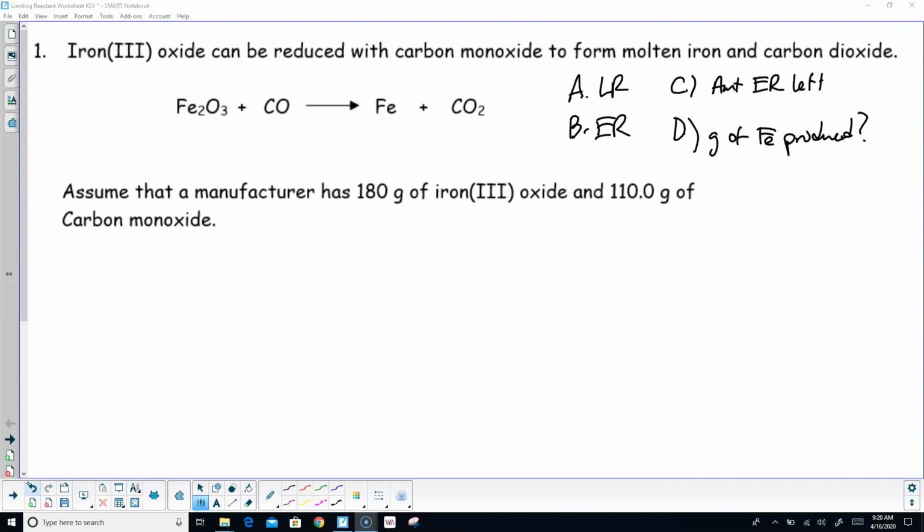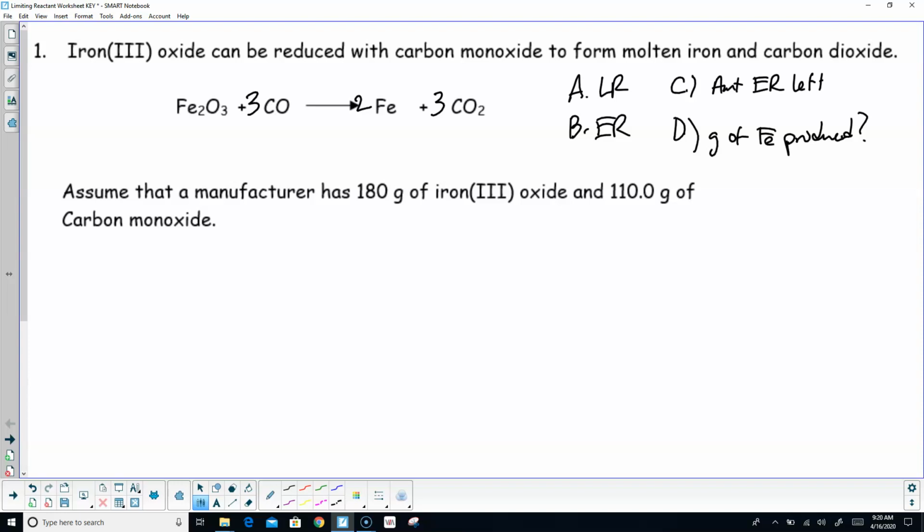First thing we have to do, we have to balance this. When you end up balancing it, you end up with a 3 here. The 2 goes in front of the iron. And a 3 goes in front of the carbon dioxide. So 1, 3, 2, 3 are the coefficients. Okay, so let's assume a manufacturer has 180 grams of iron 3 oxide and 110 grams of carbon monoxide.